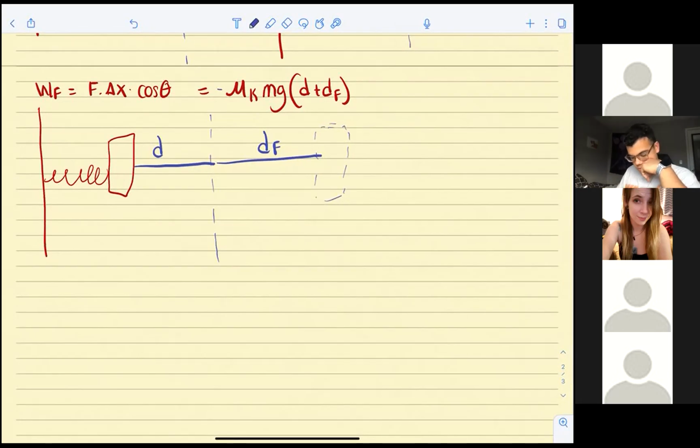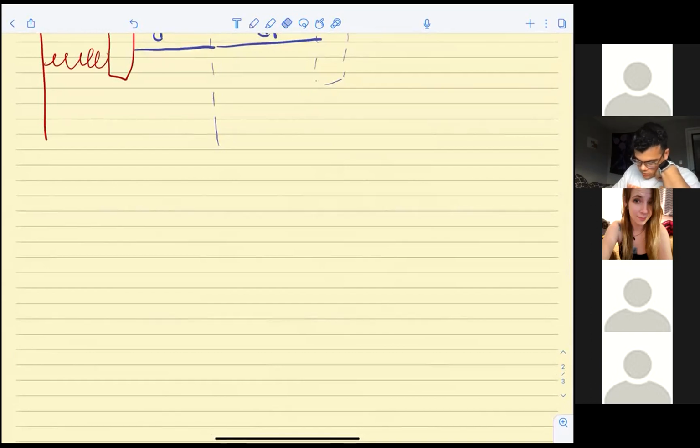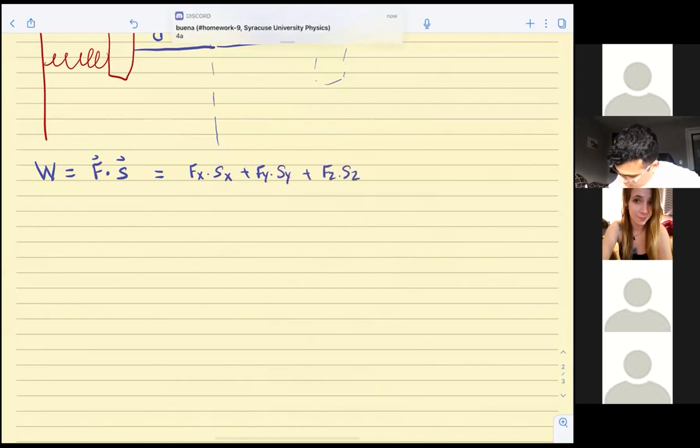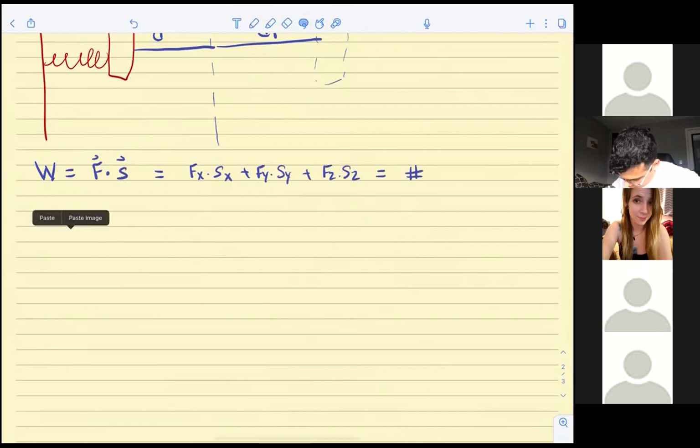Why cosine theta? Good question. Technically, the definition of work is actually the dot product of two vectors. So let's call this s, as a vector, not the x coordinate. There are two definitions for the dot product that we use. One of them is fx times sx plus fy times sy plus fz times sz, and that gives you some number. The other definition of the dot product is the magnitude of F times the magnitude of s times the cosine of the angle between them.